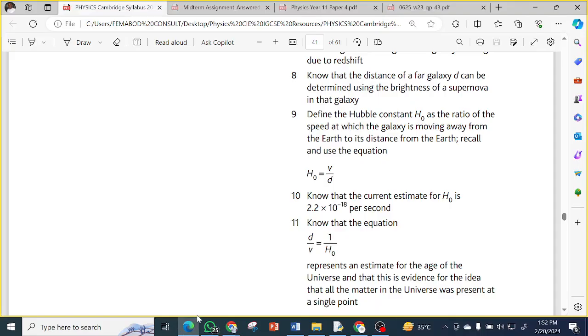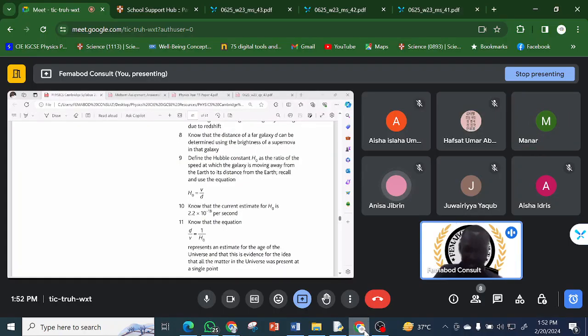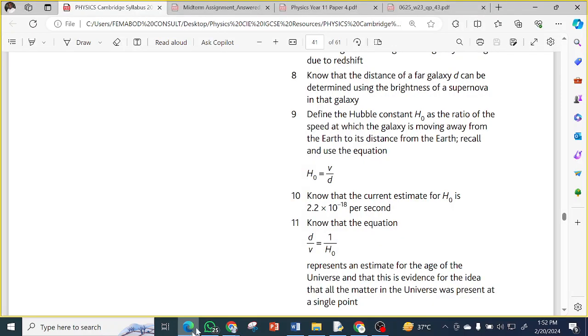Mr. Femi, the V over D is the speed over distance, right? Exactly. This thing you're presenting right now, I think you sent it on our Google Classroom. That's the scheme, right? Exactly. It is there, from months back. Mr. Femi, this is the syllabus, right? Exactly. It's the syllabus. Okay. All right, so let's finish up.